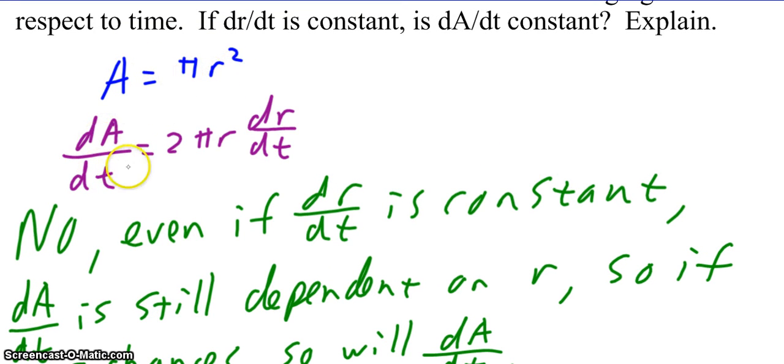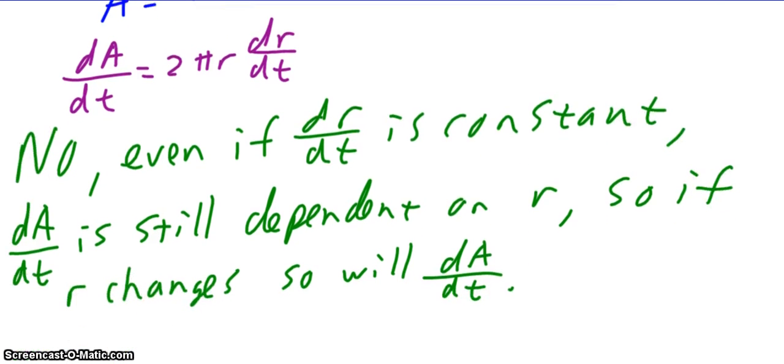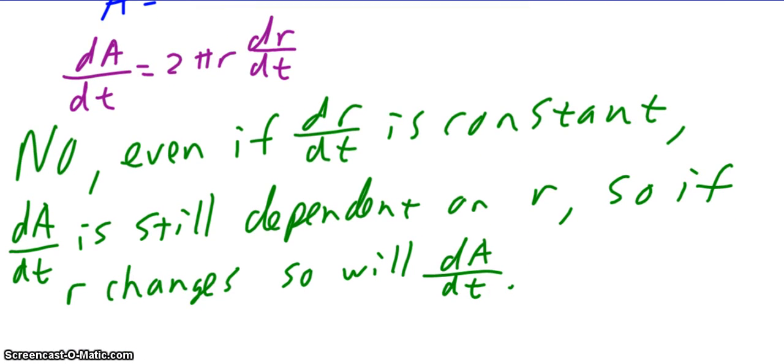take the derivative, I get dA dt is 2 pi r dr dt. So if dr dt is constant, that's fine, but dA dt is dependent on r and dr dt. So if r is increasing or decreasing, then dA dt is going to increase or decrease respectively also, just because dr dt is constant.